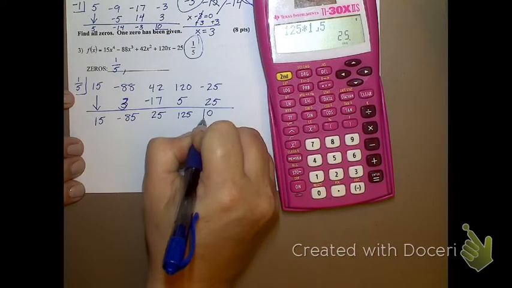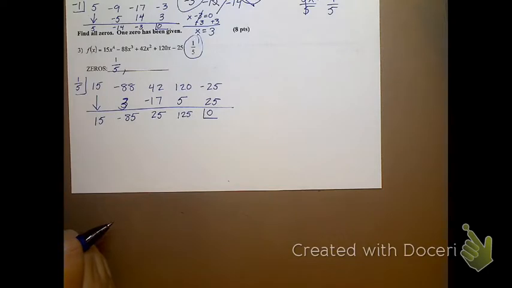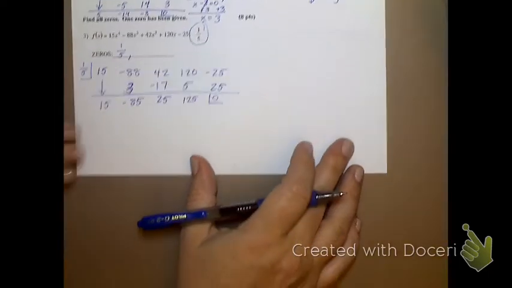There's my 0. Now, what would happen if I don't get a 0 there? What does that mean? That doesn't mean it's not a 0, not in this case. It means I did something wrong because they told me it was a 0. It has to get a remainder of 0. That wasn't one that I was just guessing. Okay? So that one has to give me a remainder of 0.